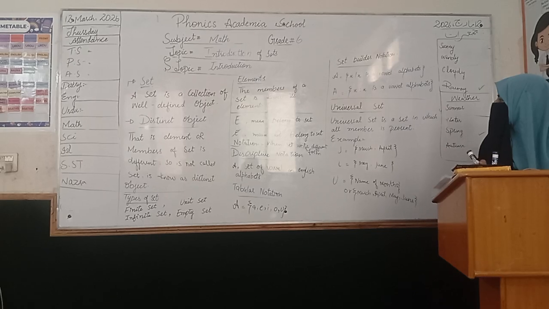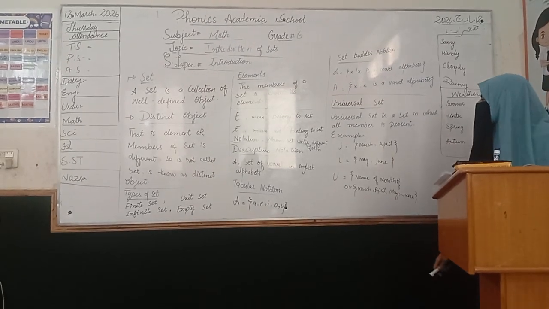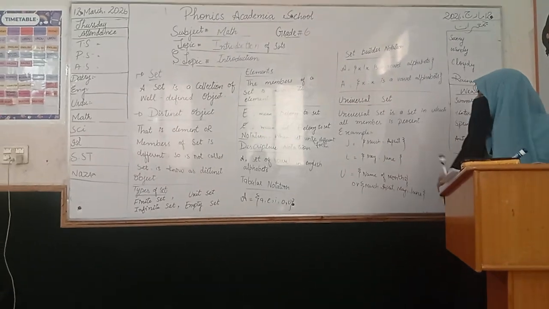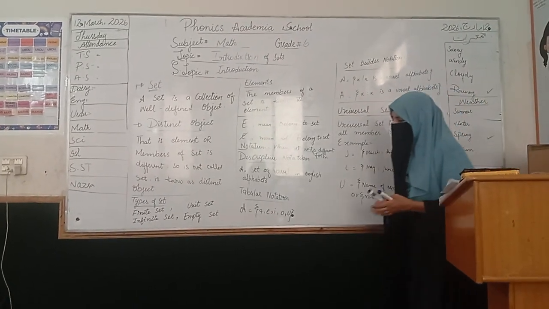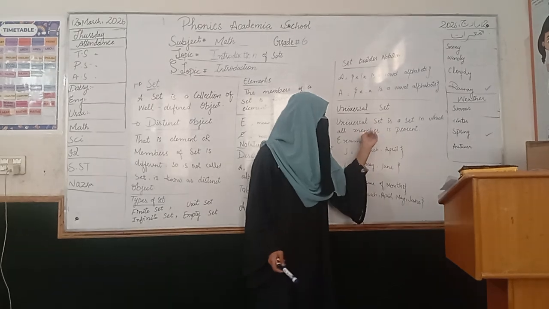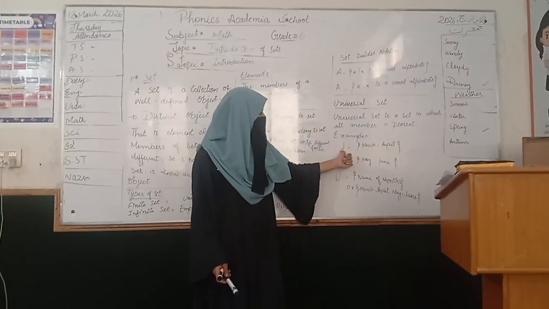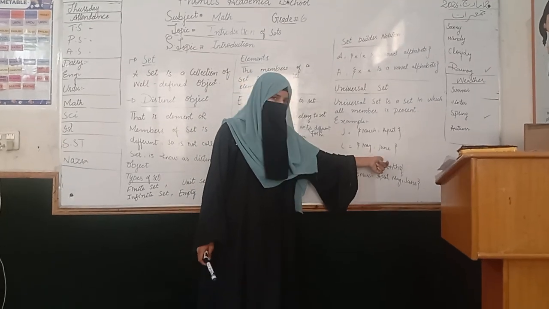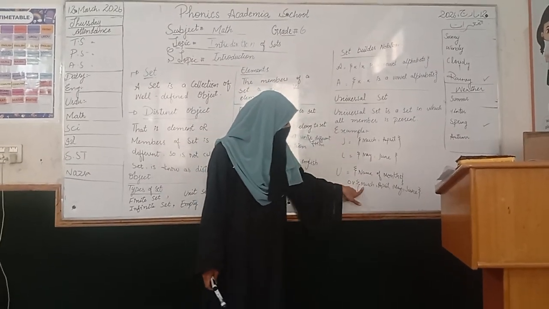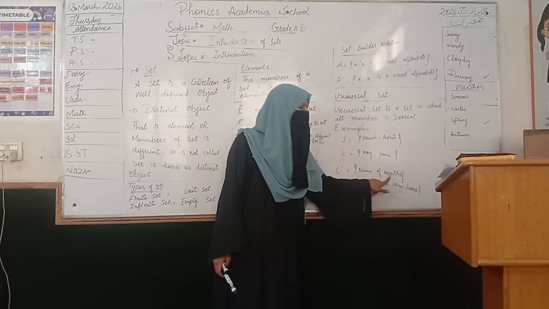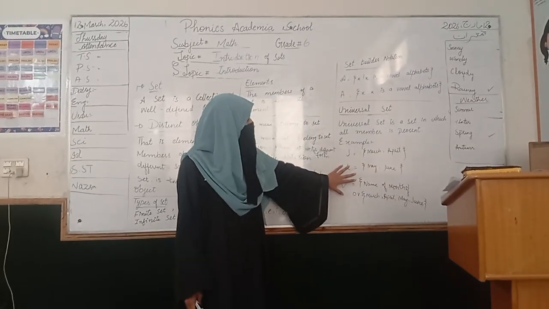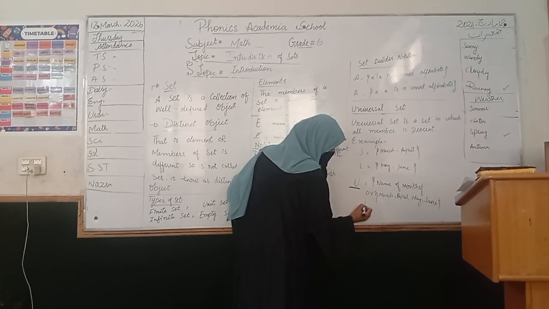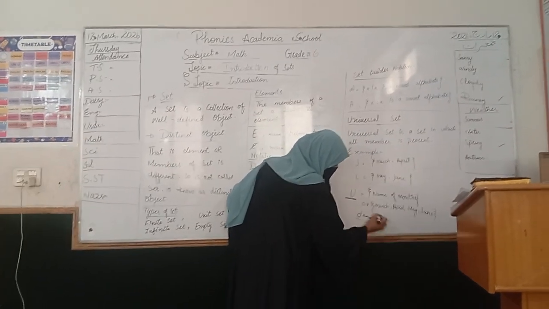Third thing is a universal set. Universal set is a set in which all members of the other sets are present. For example, set A is equal to March, April, set L is equal to May, June. But set U also has March, April, May, June, the names of the months. So this is known as a universal set because you have all members of A and L.